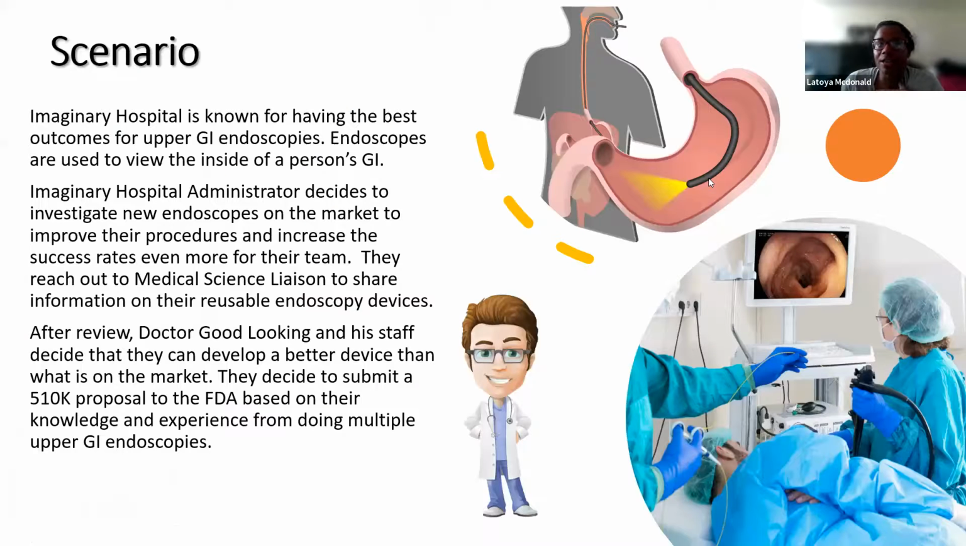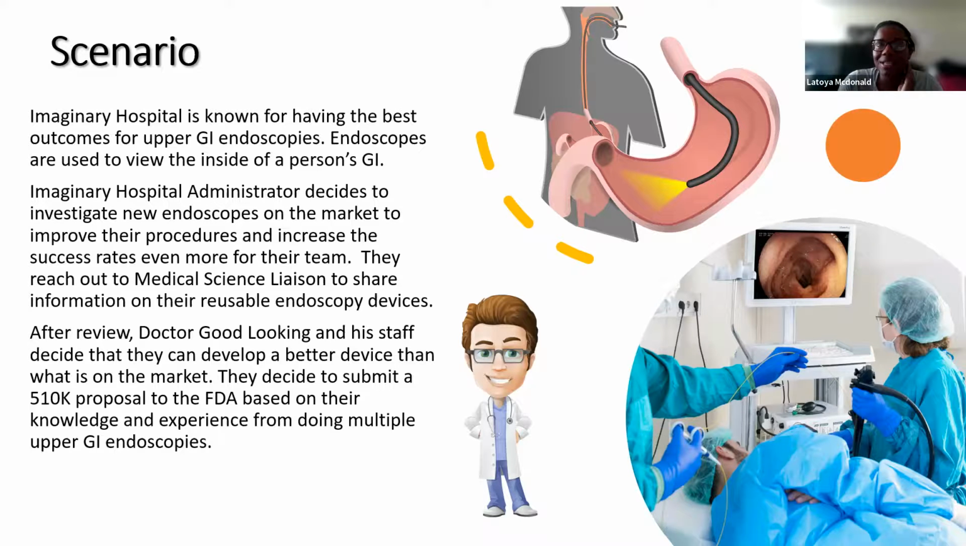So I have a scenario here, and then we're going to go through a 510K device. Imaginary Hospital is known for having the best outcomes for upper GI endoscopies. Endoscopes are used to view the inside of a person's GI tract or any cavity within the body. As you can see, it's essentially a camera that goes in through the mouth, and you can see the inside of the stomach, for example. The Imaginary Hospital administrator decides to investigate new endoscopes on the market to improve their procedures and increase the success rates even more for their team.